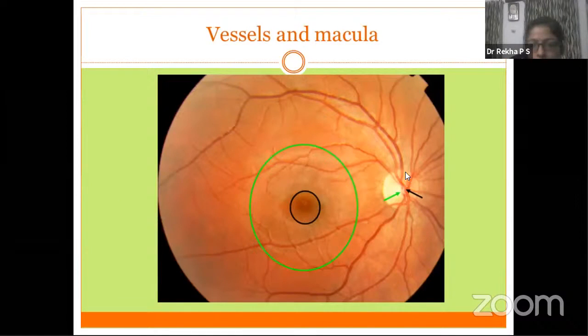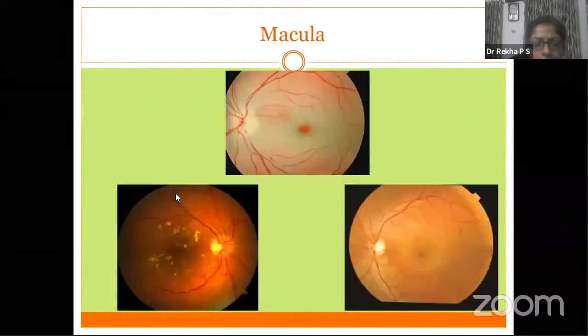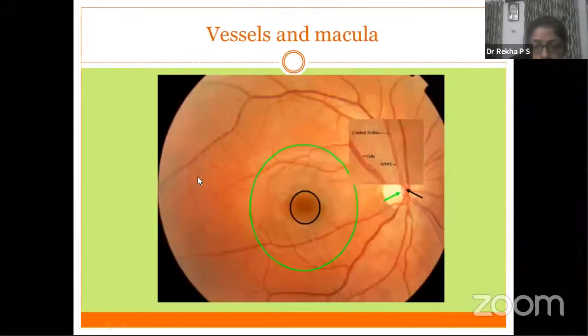Now the vessels in the macula, you should identify which vessel. There are arteries and veins. The artery can be seen by a central reflex like this, and veins are a little darker in color and larger in caliber. You can have abnormalities like dilated and tortuous vessels. Then you can have narrowing of the arteries. The normal arteriovenous ratio is 2:3.